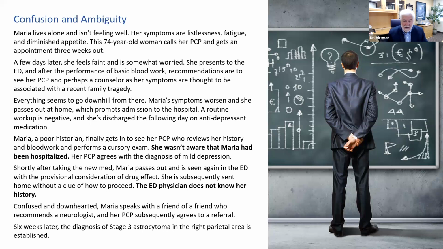She's confused, she's downhearted, she feels like her life is falling apart, and she finally speaks to a friend who recommends seeing a neurologist, and her PCP subsequently agrees to a referral. 6 weeks later, the diagnosis of a stage 3 astrocytoma in the right parietal area is established. That's a brain tumor that's been growing during the course of this period.